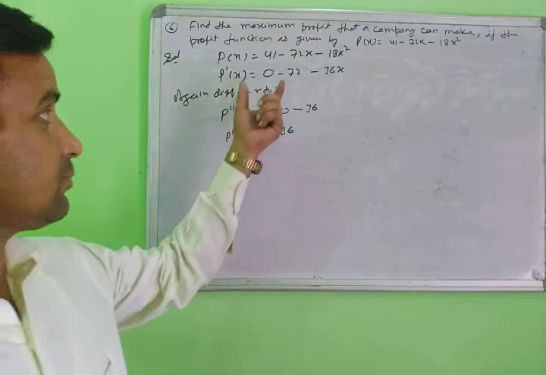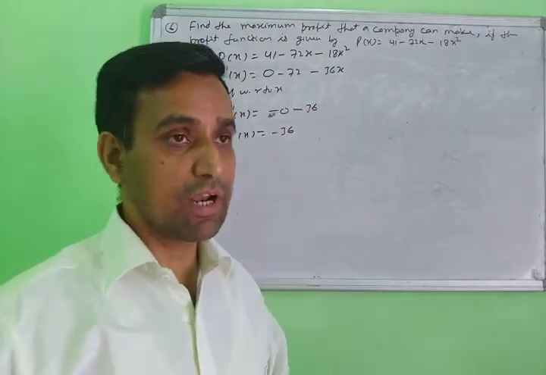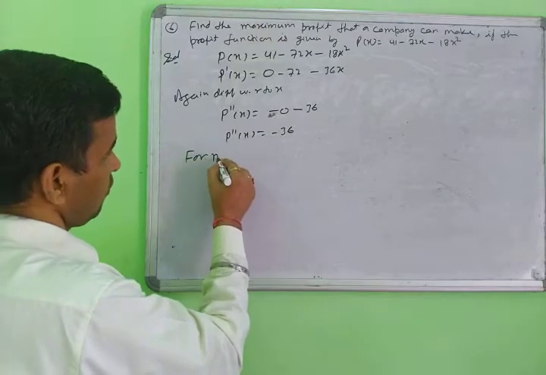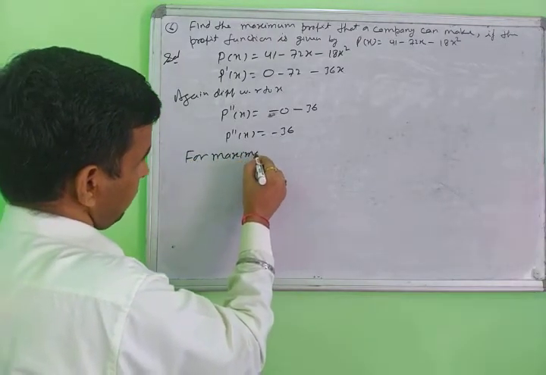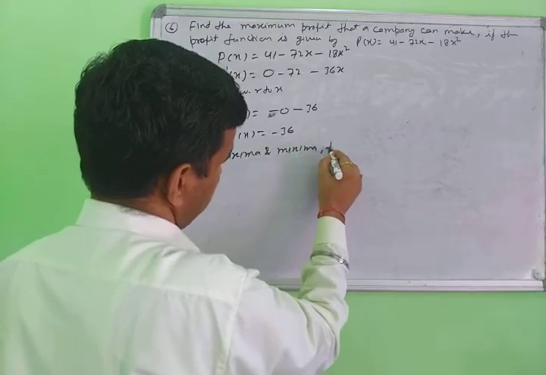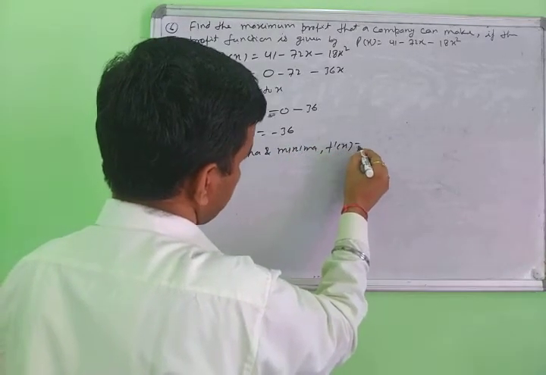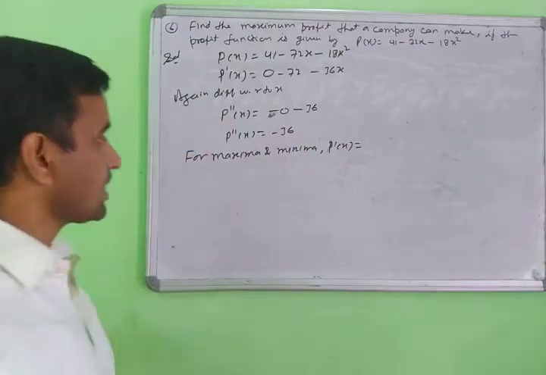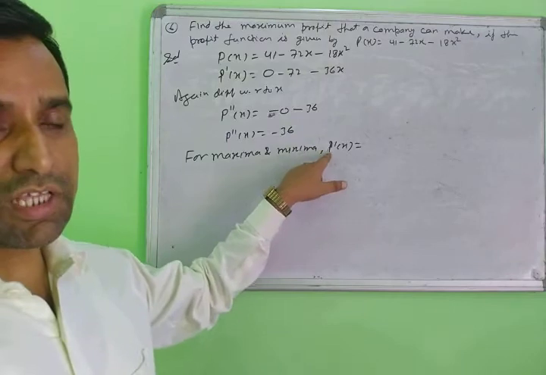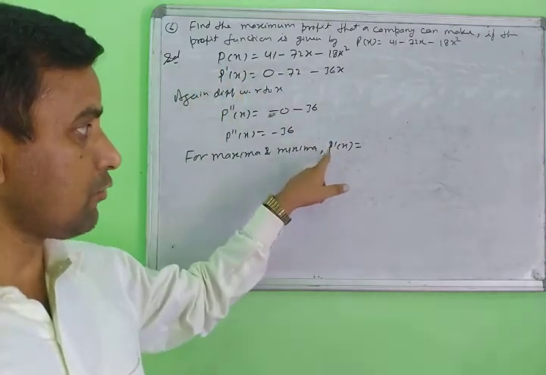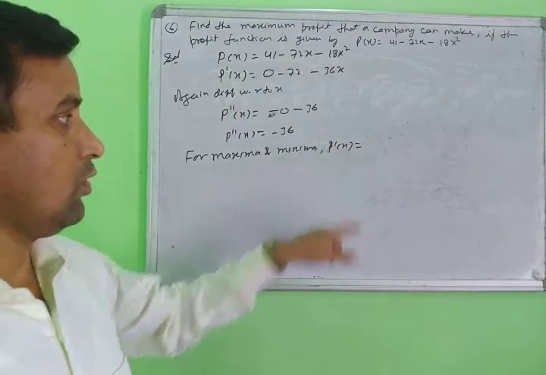How to check this? This is the maximum critical point. How to find this? Same for maxima and minima. For maxima and minima, you will always put f dash x, but here not f, here write p for profit. The profit dash, p dash x equal to 0.